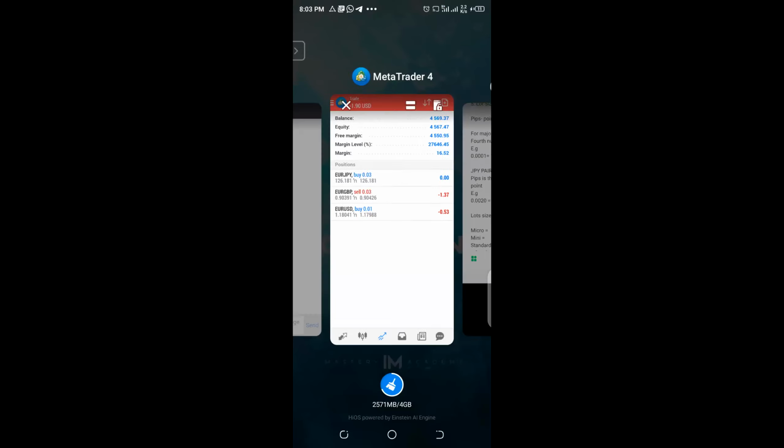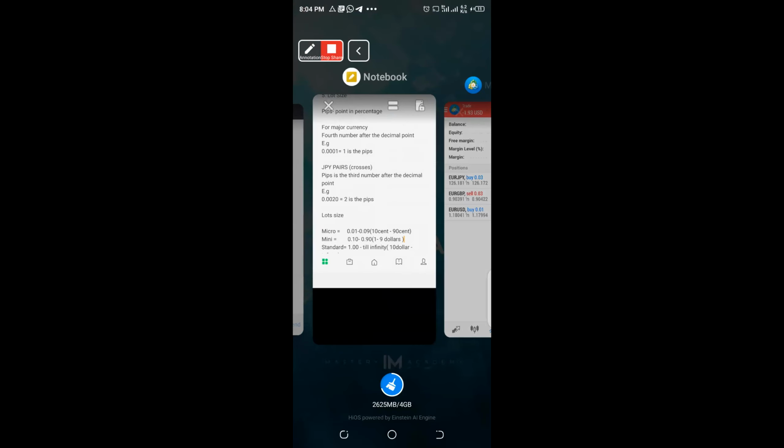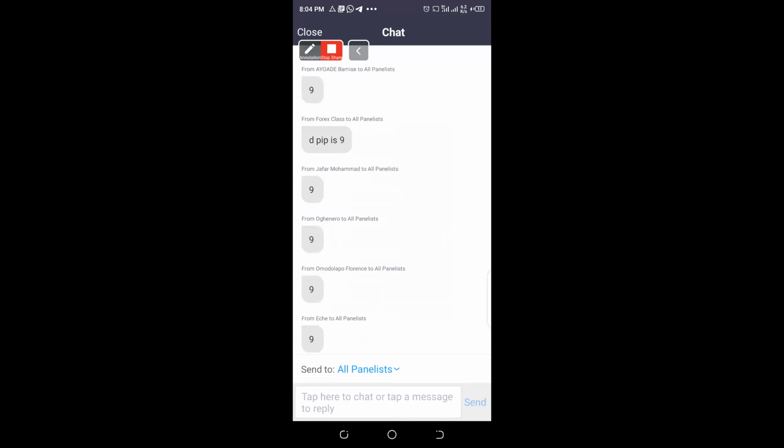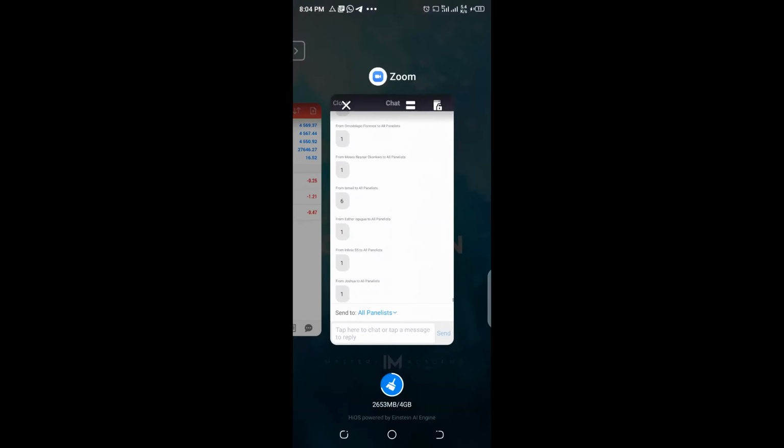So when we come here, looking at this number below, 126.18. What is the pip in this number? Remember I told you, third number after the decimal point for JPYs. What's the pip? Exactly, 1. It's small. It is 1.